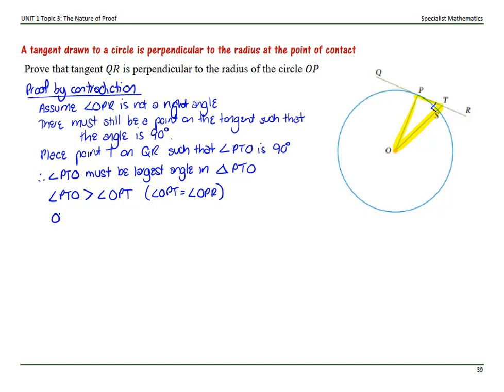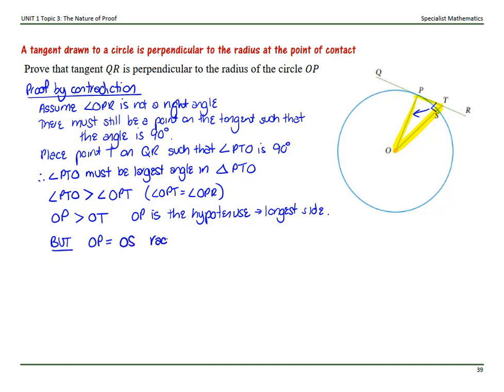Okay, it also means that the side OP has to be longer than the side OT. Okay, because OP is the hypotenuse, which is the longest side. Remembering our hypotenuse is opposite the right angle. But if you look at the diagram, OP has to equal OS because they're radii.